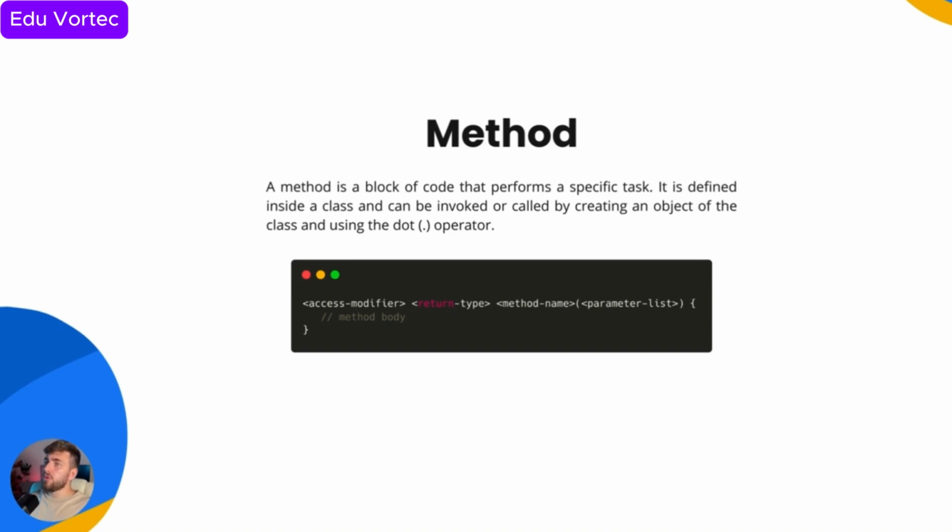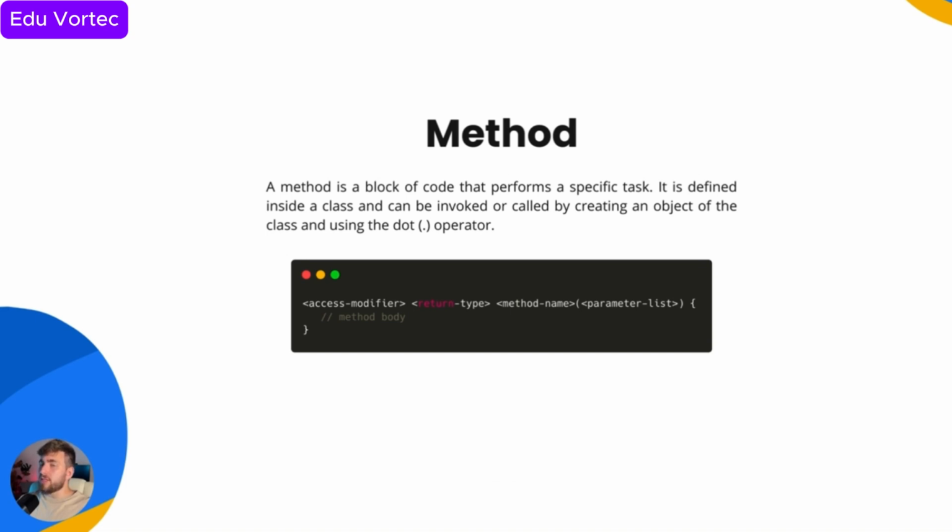First, let's recall that a class is a blueprint for creating objects which defines the properties and behavior of an object. Now we will see how to define the behavior of an object using methods in Java. As you remember, a method is a block of code that performs a specific task. It is defined inside a class and can be invoked or called by creating an object of the class and using the dot operator. The basic syntax for creating a method in a class is as follows. You can see it in the example.